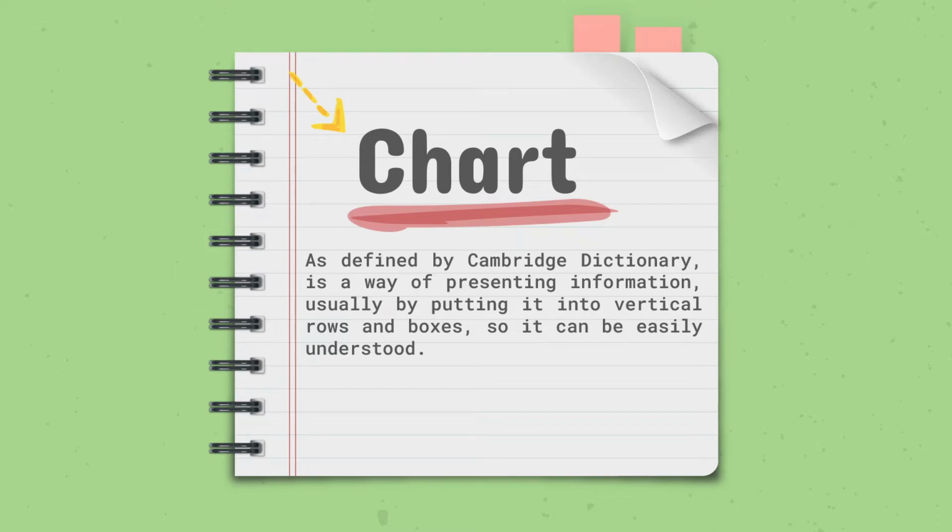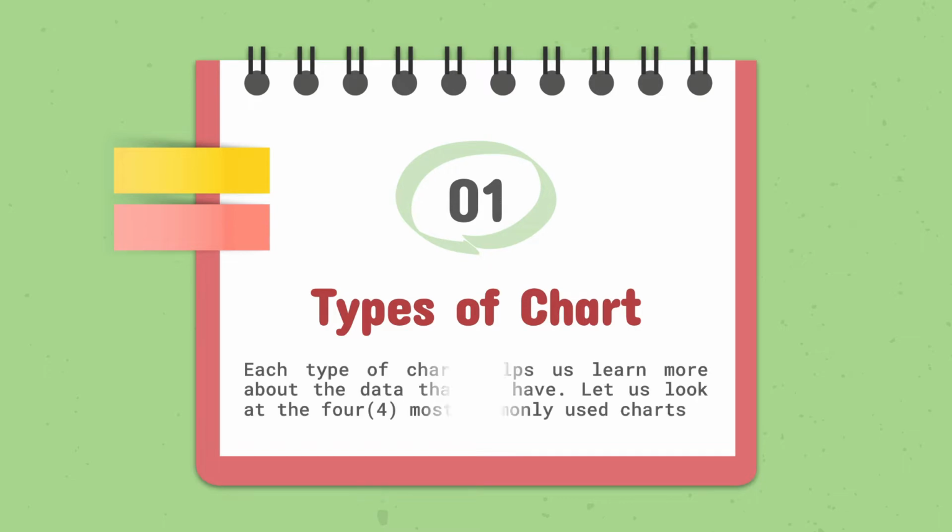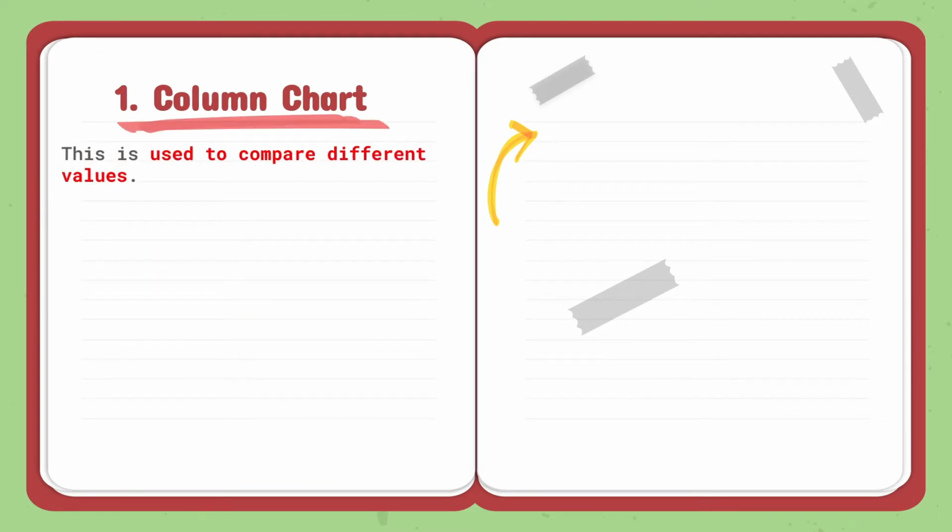Then we are going to use different types of chart to present data effectively. So here, let's discuss the types of chart. Each type of chart helps us learn more about the data that we have. Let us look at the four most commonly used charts. Number 1, column chart. This is used to compare different values.